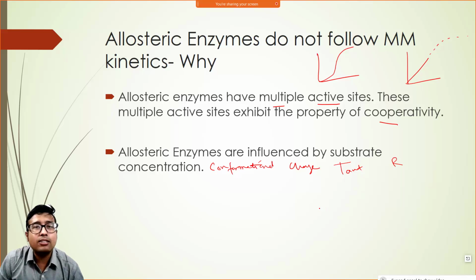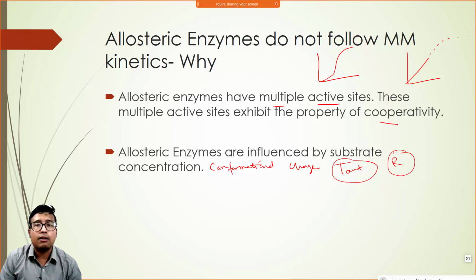If the substrate concentration is lower, the enzyme remains in the T form, and if the substrate concentration is higher, the enzyme remains in R form. So the enzyme that changes its conformation according to the substrate concentration cannot follow Michaelis Menten kinetics, because in Michaelis Menten equation the enzyme activity should remain constant with respect to substrate concentration. Okay, so this is number 2 hypothesis. Conformational change of enzyme is not allowed in case of Michaelis Menten equation.